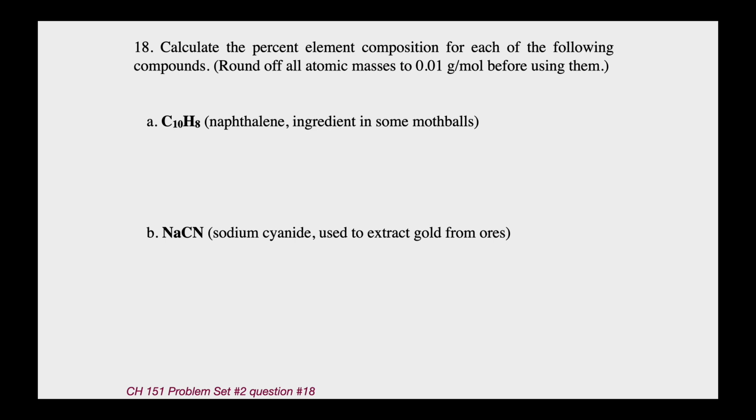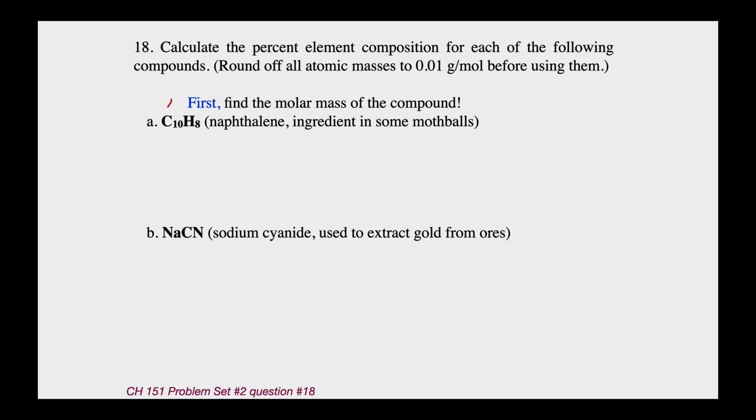Then, whatever the molar mass is, that number is going to go on the bottom. And if you wanted to find, for example, in the first one, percent carbon, you would put the carbons only on the top. So for A, you would go 10 carbons times 12.01, which is the mass of carbon. That number is going to go on the top, and the total molar mass goes on the bottom. So for naphthalene, this is what you want to do.